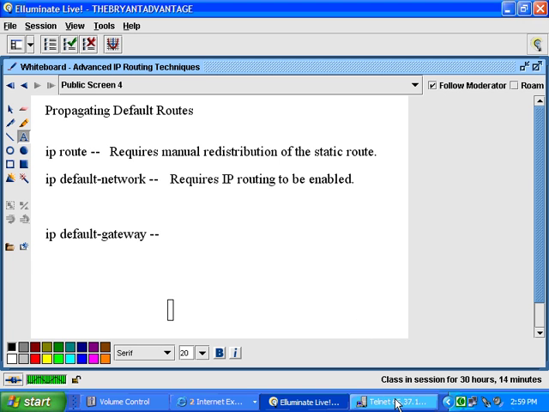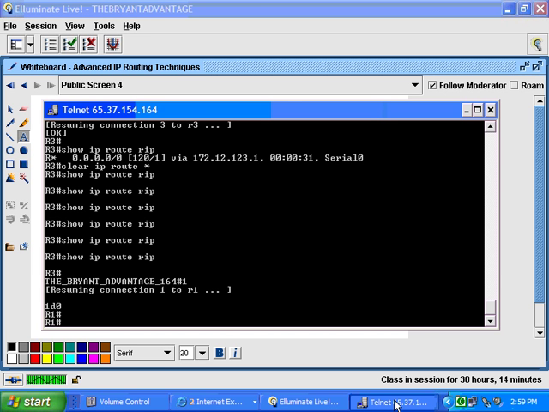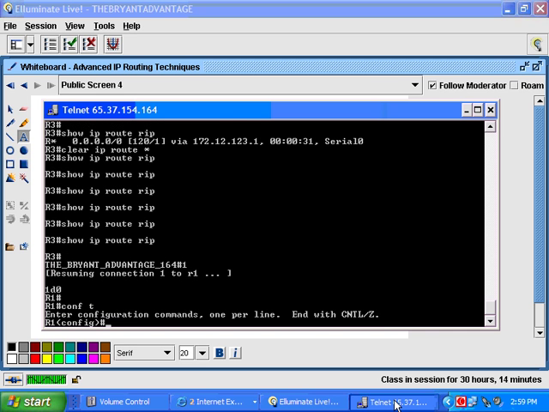Let's take a look at our pod here first. Again, we've got RIP running over the frame relay network already. And now we're going to propagate a default route on router 1 in RIP. So you know what it looks like, we're going to use simply the IP default network command.